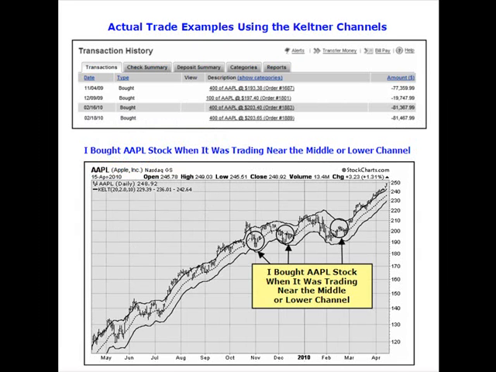Now let's take a look at some actual trades I took using the Keltner channels. I'm displaying some brokerage confirmations that show purchases of Apple stock. And below the brokerage confirmations, I have the Keltner channels plotted against the stock price. And I circled the days that I purchased Apple stock. And I purchased the stock when it was trading near the middle or lower channel. And this gave me a low risk entry and an entry with a high probability of success.